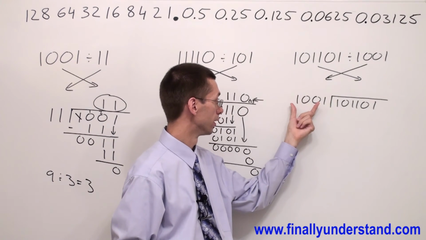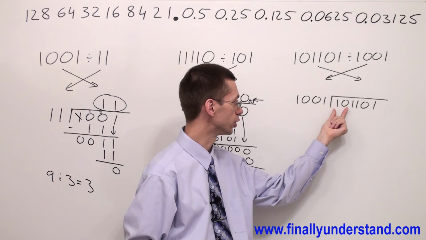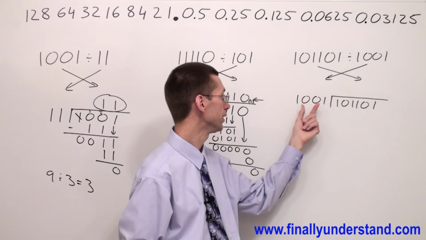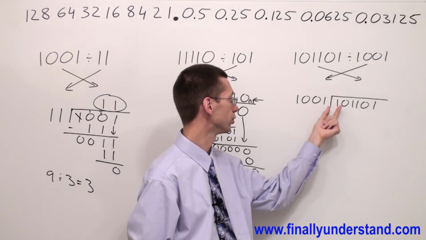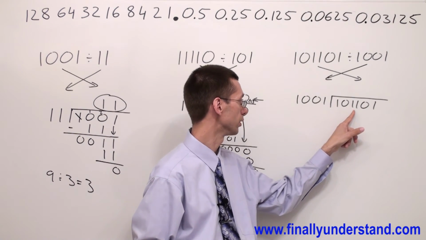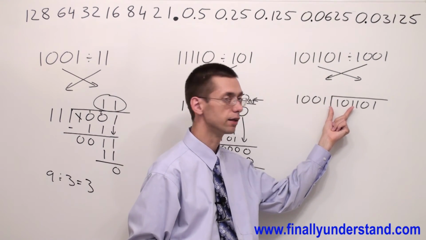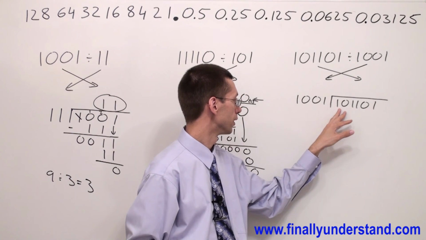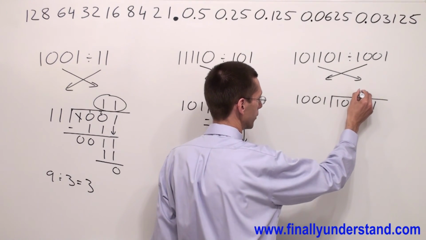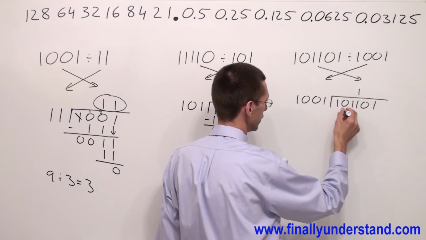None. So I have to continue. How many times 9 goes equally into 2? Because 1, 0 is binary 2. None. How many times 9 goes into binary 5? Because 1, 0, 1 is binary 5. None. How many times 9 goes into binary 11? Goes once. That's why I have to write 1. 1 times 9 gives me 9.